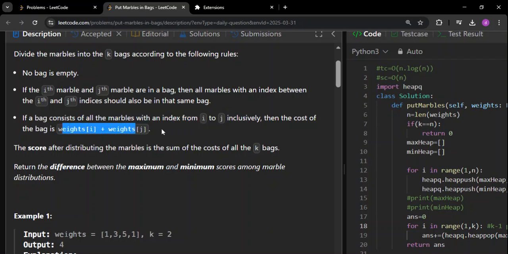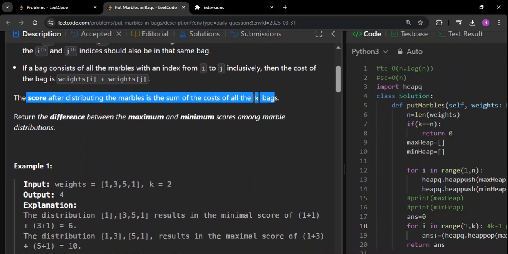Simple as that. So basically only the first and the last marble matter. The idea here is, they are talking about a sub-array, right? So only the first and the last element of the sub-array is actually going to contribute to the cost. And the score after distributing the marbles is the sum of the cost of all the k bags. Whichever sub-arrays you distribute to each of the bags, you will calculate the cost for each one of them, and the total cost is going to be the sum of cost of all the k bags.